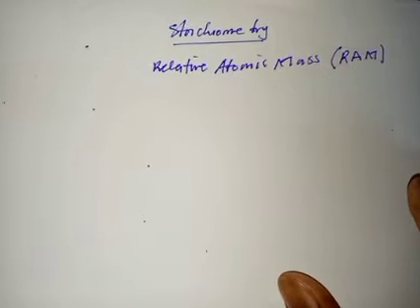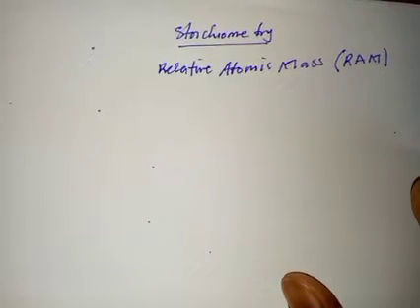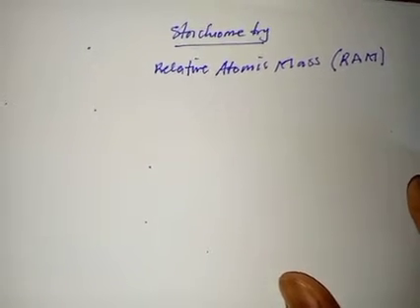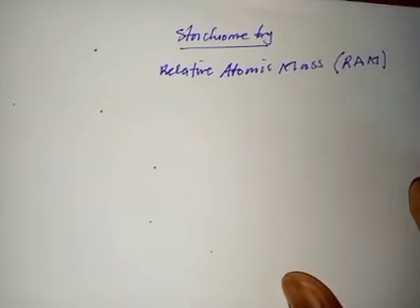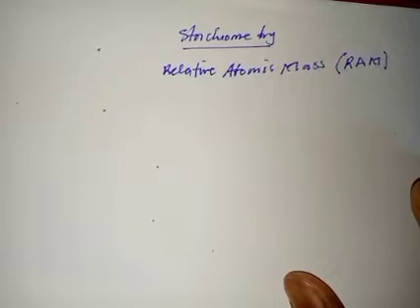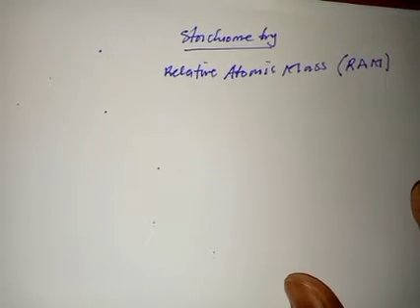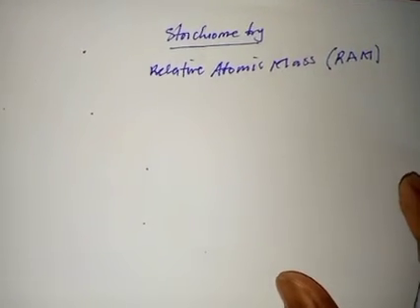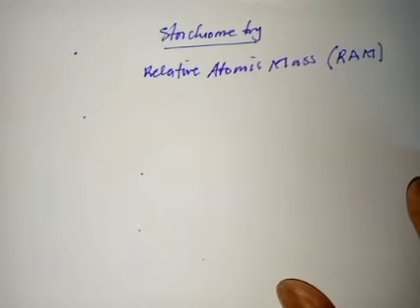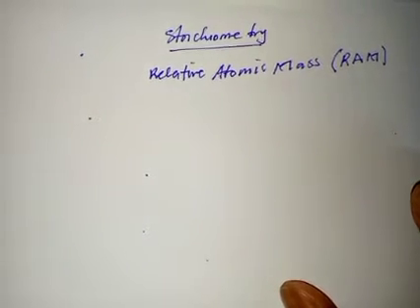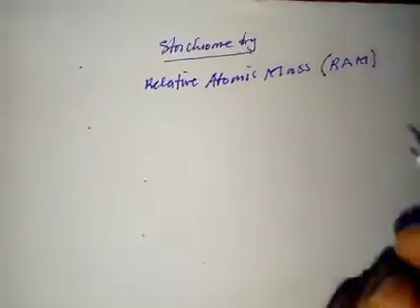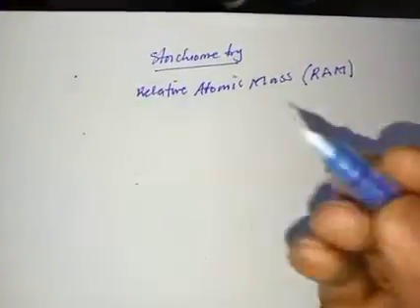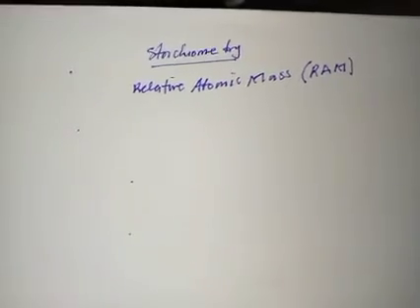So let's say you have an element like chlorine. We know that chlorine is going to have isotopes of maybe chlorine 35 with atomic number 17. We can also have chlorine 36 with atomic number 17. So before I go into the details of what it takes to calculate the relative atomic mass, you need to understand the term isotope.